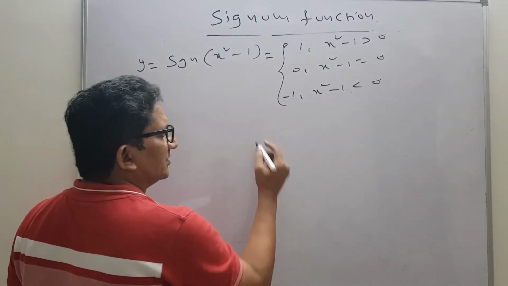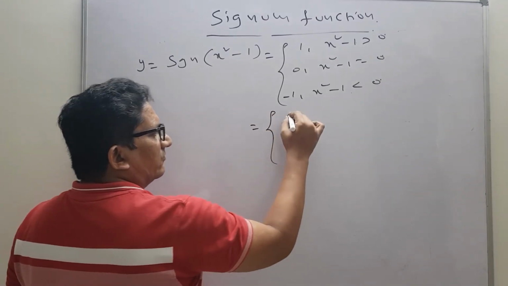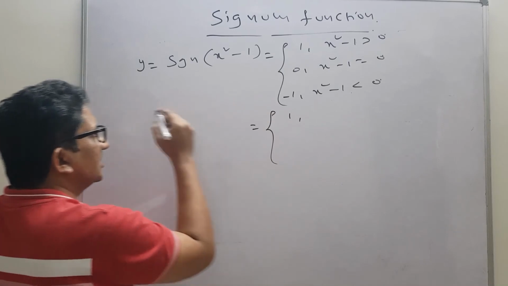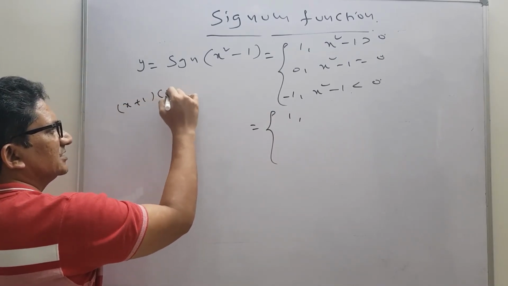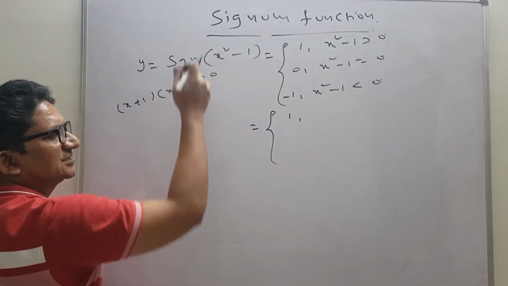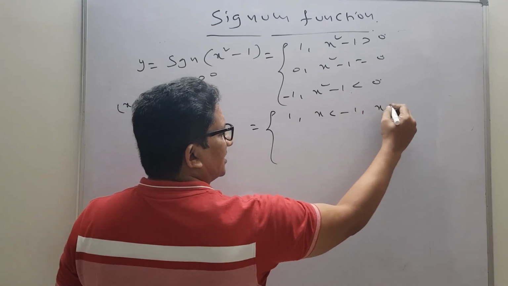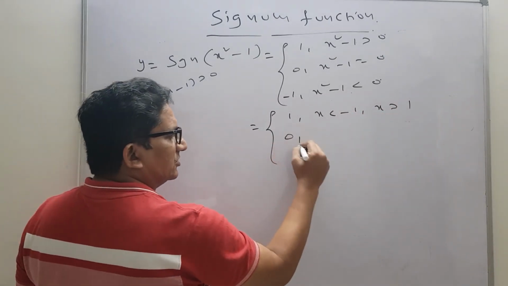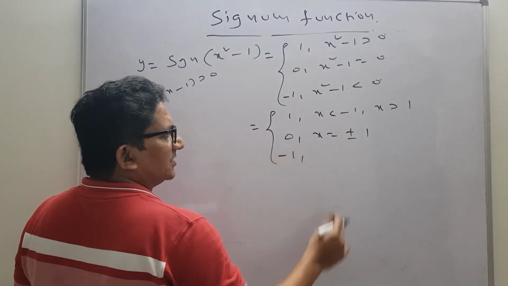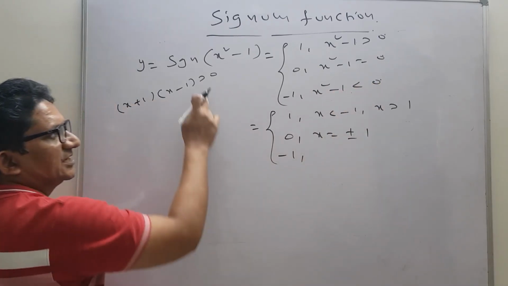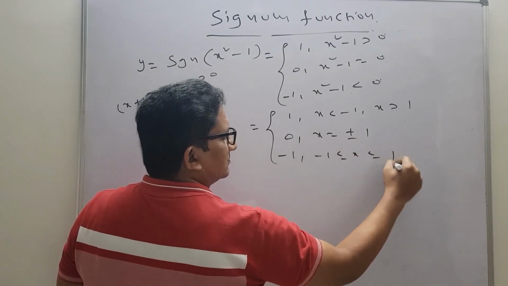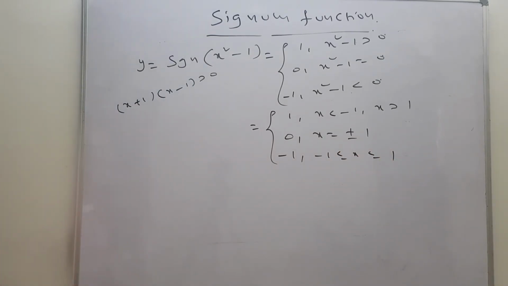More elaborately, we can write this one. We get 1 when x square minus 1 is greater than 0. We know that x square minus 1 greater than 0 means (x plus 1)(x minus 1) is greater than 0. That means x is less than minus 1 or x is greater than 1. It is 0 when x equals either plus 1 or minus 1. And minus 1 when x square minus 1 is less than 0. Here less than 0 means x lies in between minus 1 and plus 1.